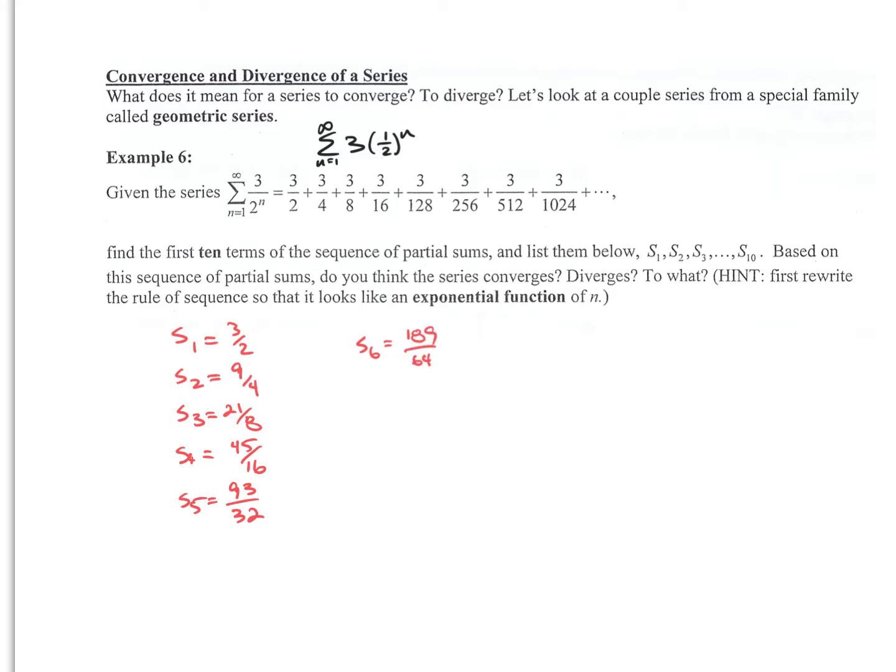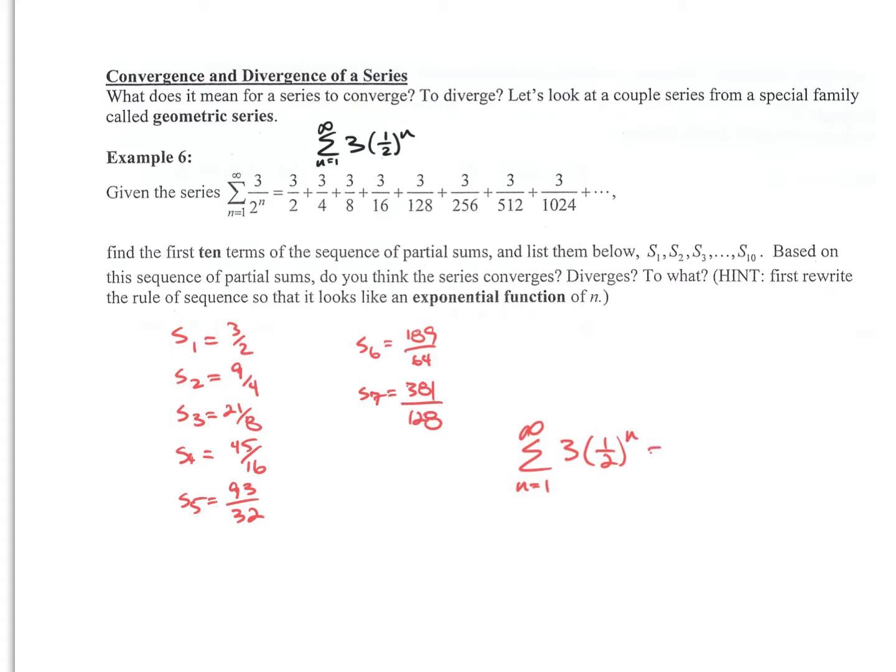189/64. And then we end up with S sub 7, which would be even bigger. All right. We double it. 381 over 128. Now, you could keep on going forever and ever, but I want to do the summation from 1 to infinity of, I'm going to convert it to this way.